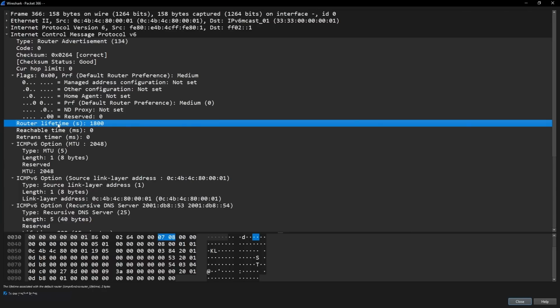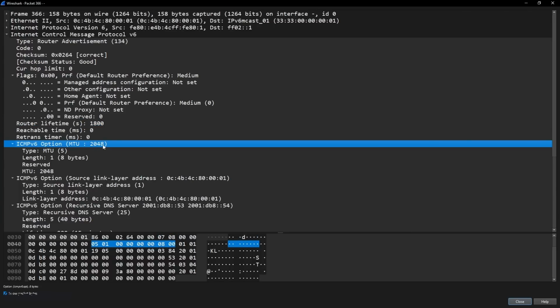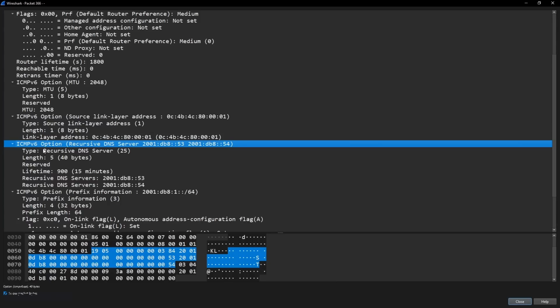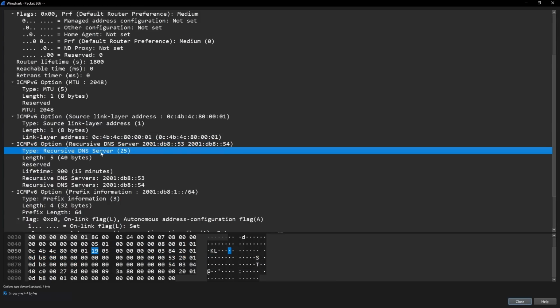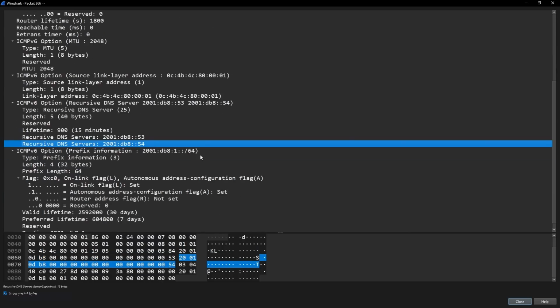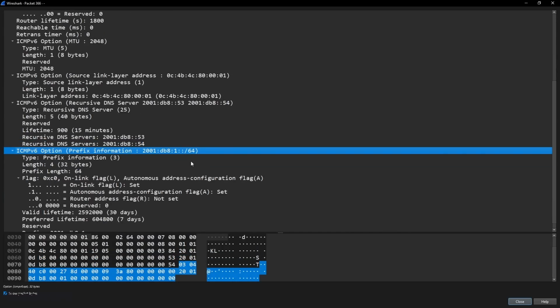We also have a bunch of options here. So we have the MTU on link, which in my case is 2048 bytes. We have the link layer address of the router, which is just to avoid having to send it again. We have a type called RDNSS, so recursive DNS server, type 25. In this case, I've given 2 DNS servers here, so 53 and 54. And we have one prefix information. So this is what nodes will use to configure themselves. So it says our subnet is 2001:db8:1::/64.